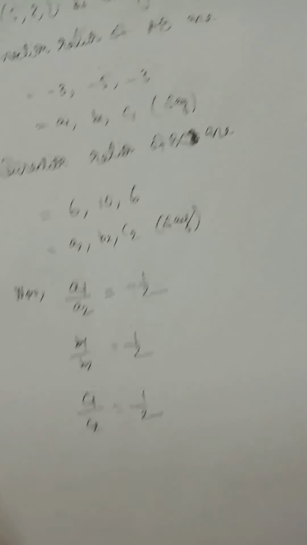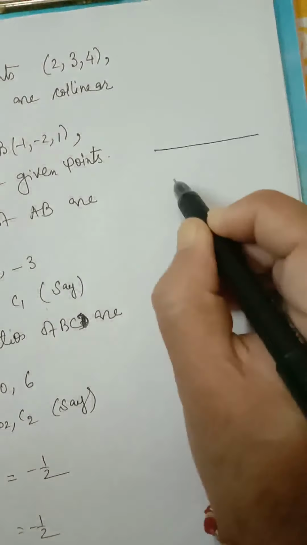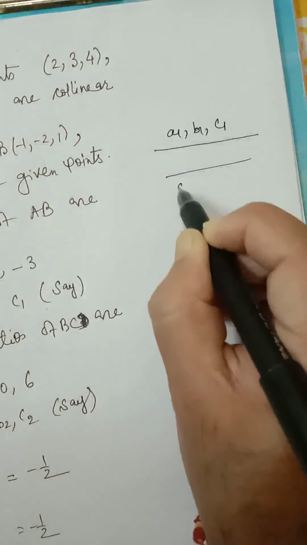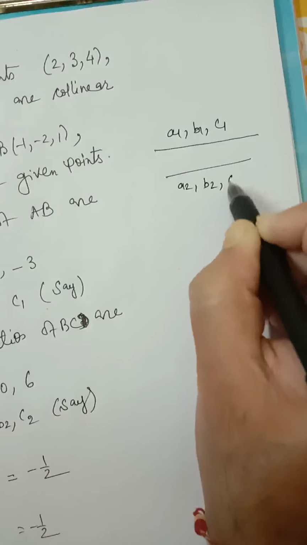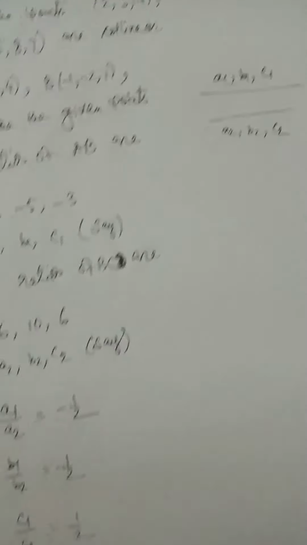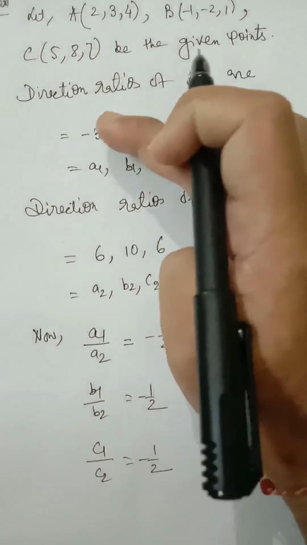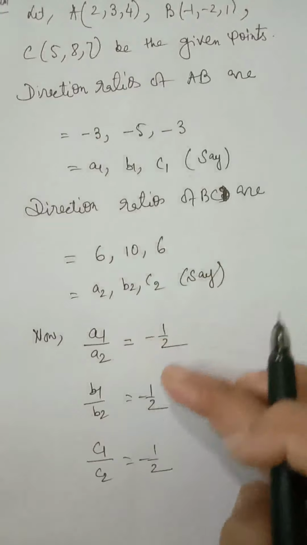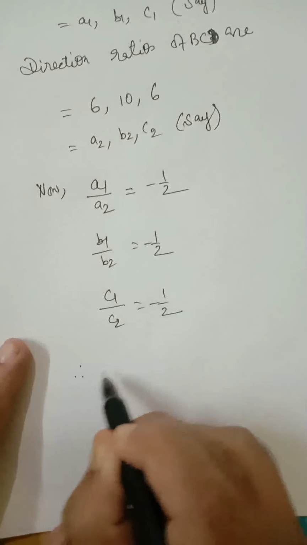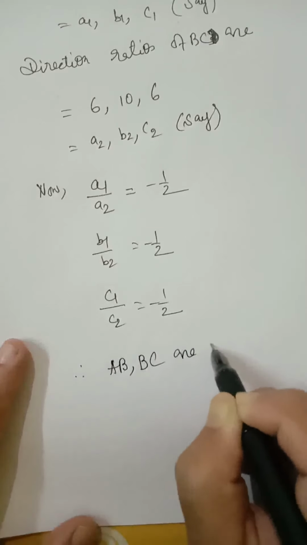Now for two straight lines, if their direction ratios are proportional, we say they are parallel. If A1 by A2 equal to B1 by B2 equal to C1 by C2, we say the lines are parallel. Here you can see the direction ratios are proportional: A1 by A2 equal to B1 by B2 equal to C1 by C2. So we can conclude AB, BC are parallel.